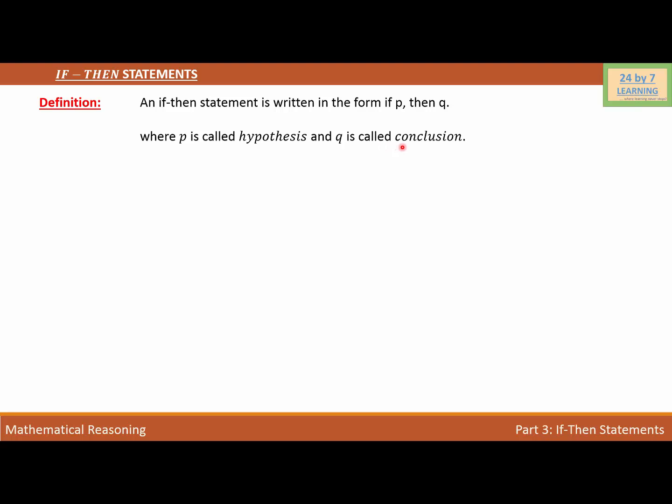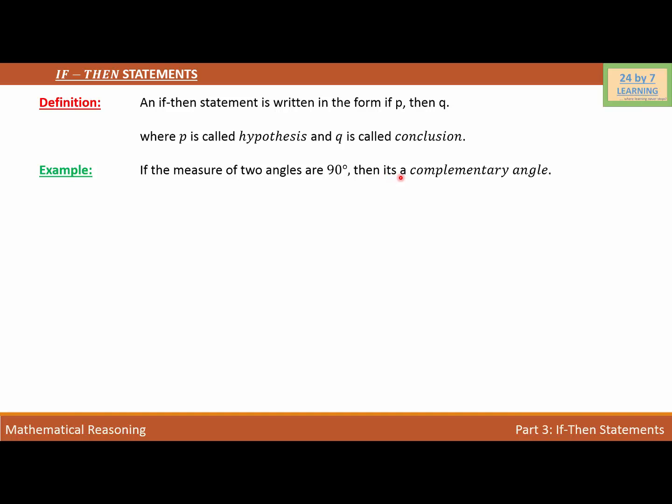In other words, we can say that if we write a statement and the conclusion both together using if and then, that statement is called an if-then statement. Now let's consider an example. So the example is: if the measure of two angles is 90 degrees, then it's a complementary angle.